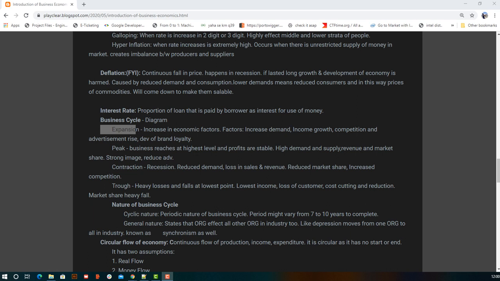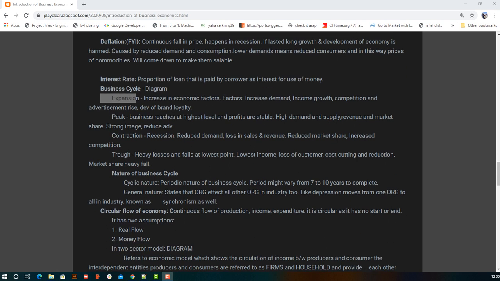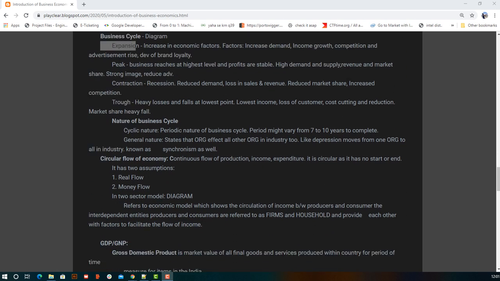But general nature means the effect that has been caused on an organization is not for that organization only, it is going to spread to the complete market one by one. For example, if depression has taken place in one organization, now it will take place in all the organizations of the market. So this is also known as synchronism.